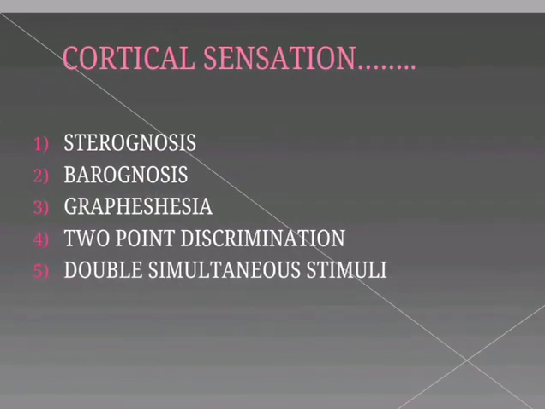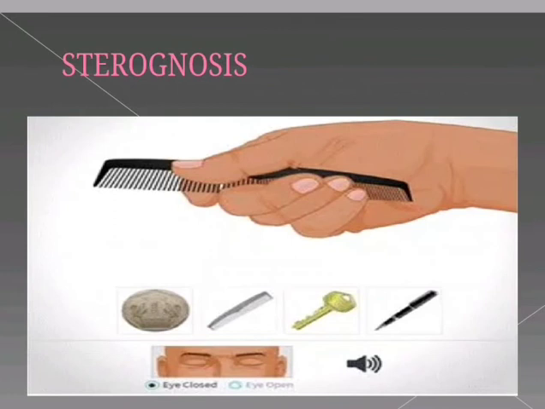Then we go for cortical sensation. There are mainly five types we can examine. The first one is stereognosis, the second is barognosis, the third is graphesthesia, then two-point discrimination and double simultaneous stimuli. So the first one is stereognosis.